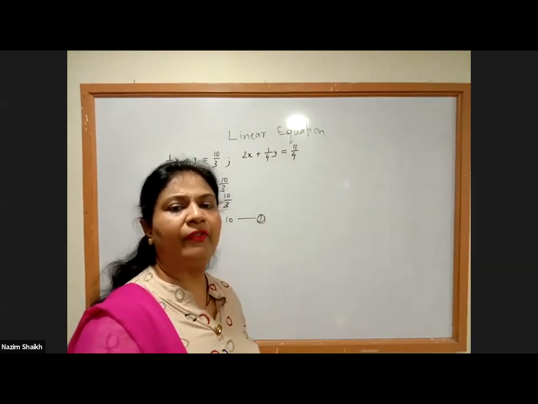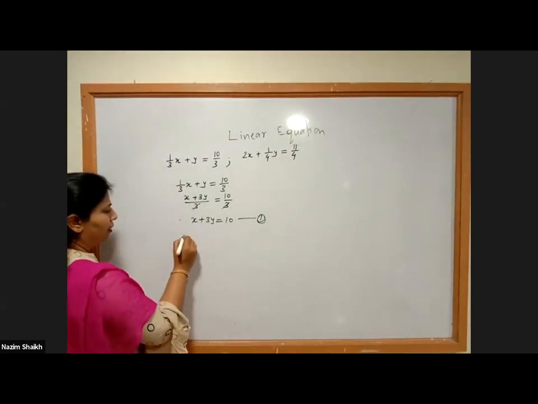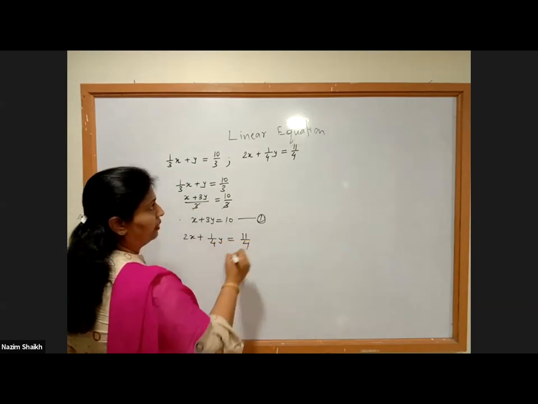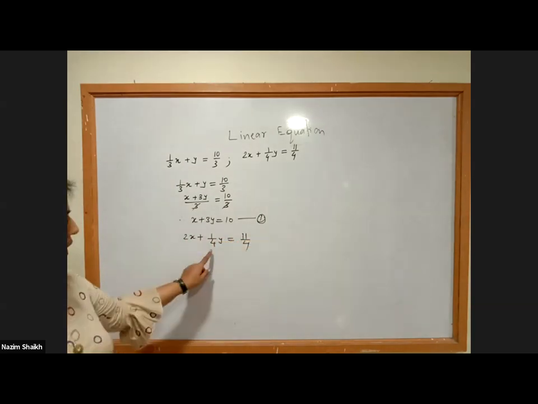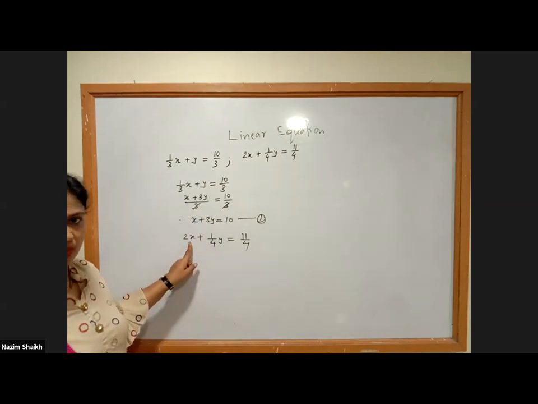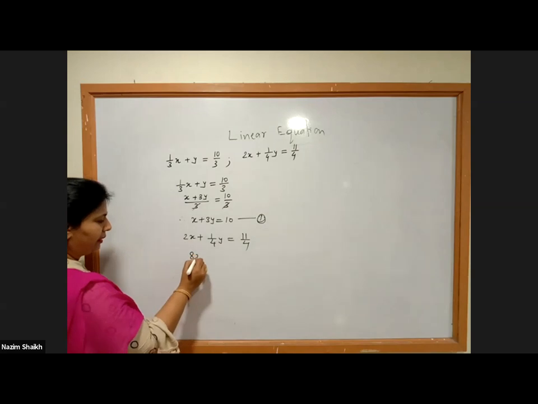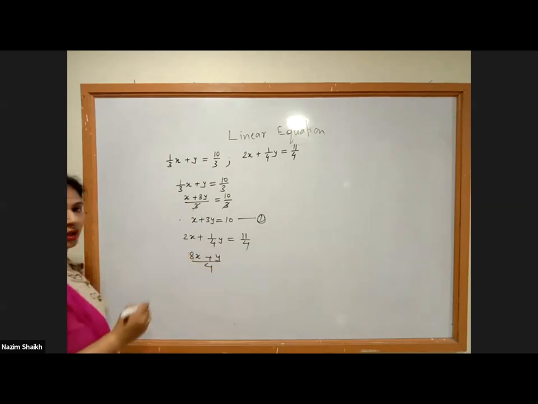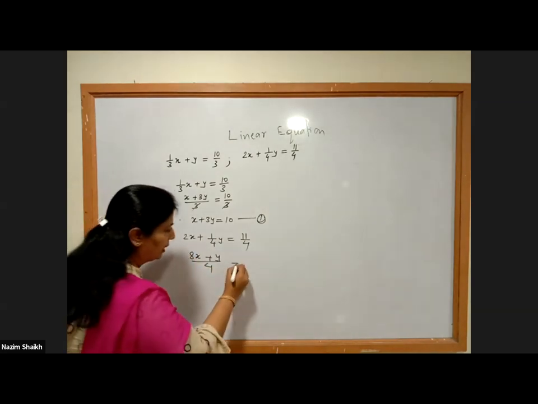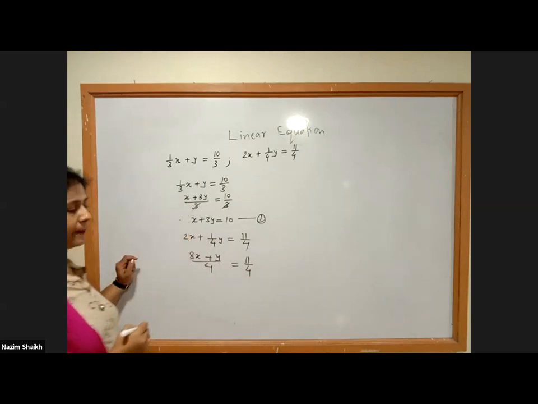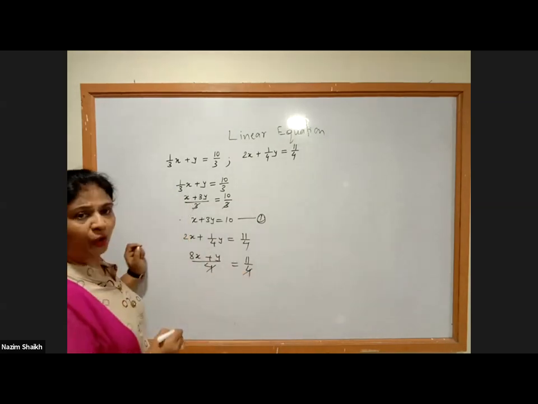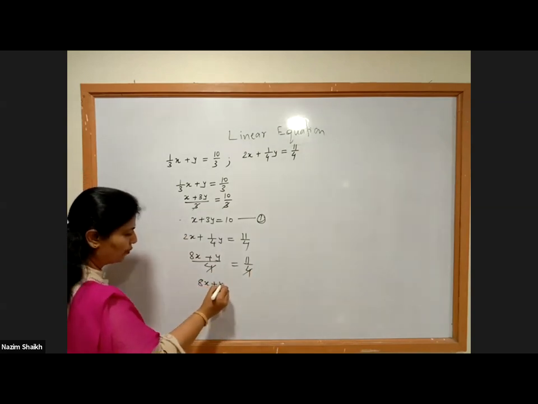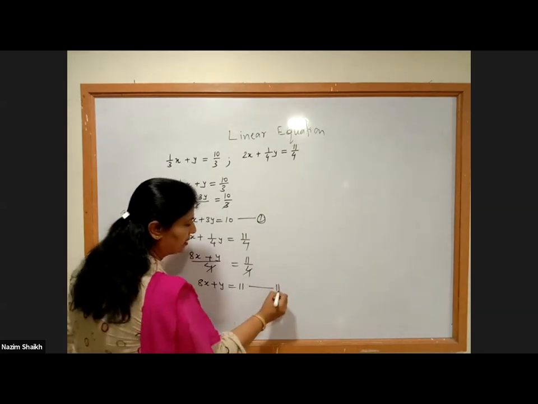The same way we will go for the second equation. 2x plus 1 upon 4y equals to 11 upon 4. So now this 4 is going to do the cross multiply with 2x. So 4 2s are 8x plus this 1y as it is, the whole upon 4 is equal to 11 upon 4. Again, same denominator, across the equal sign, I can cancel. 8x plus y is equal to 11, which is equation number 2.